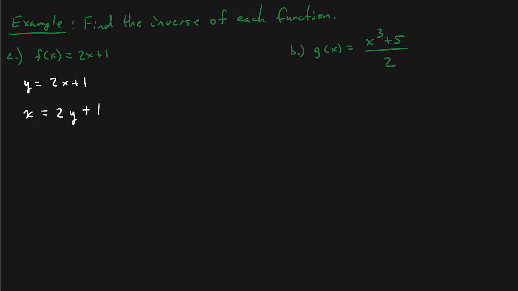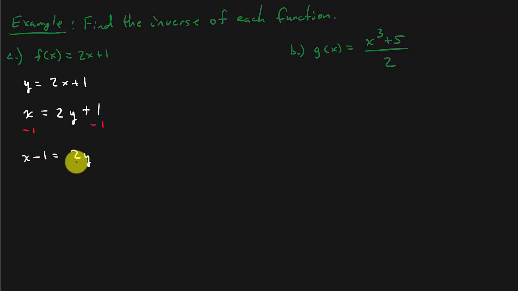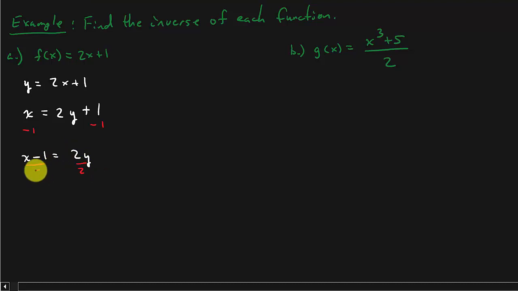So we're going to subtract 1 from both sides. That's x minus 1 equals 2y. And then we divide everything by 2. And so I get y equals (x minus 1) over 2. And then we change the y to the f inverse symbol. So f inverse of x is equal to (x minus 1) over 2.